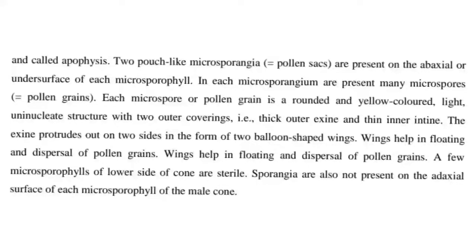Each microspore or pollen grain is a rounded, yellow-colored, light, uninucleate structure with two outer coverings, i.e., thick outer exine and thin inner intine. The exine protrudes out on two sides in the form of two balloon-shaped wings. Wings help in floating and dispersal of pollen grains.